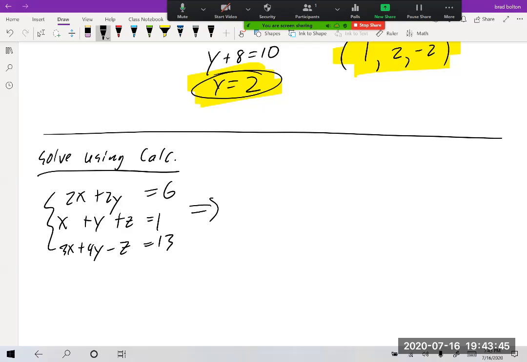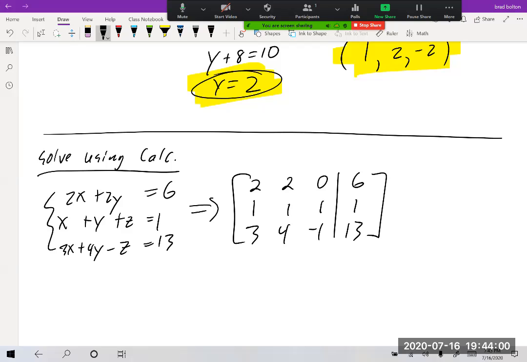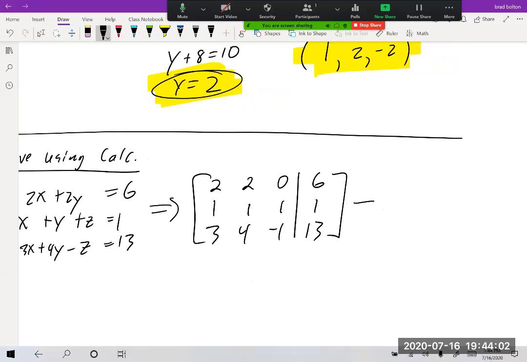And now I'm going to put it in matrix form. On the exam, I would ask you to write it as a matrix to show me that you know how to do it, which is pretty straightforward and easy, right? So you get 2, 2, 0, 6, and 1, 1, 1, 1, and then 3, 4, -1, 13. What I want you to find on your calculator is RREF. You could do REF because I just showed you that by hand.